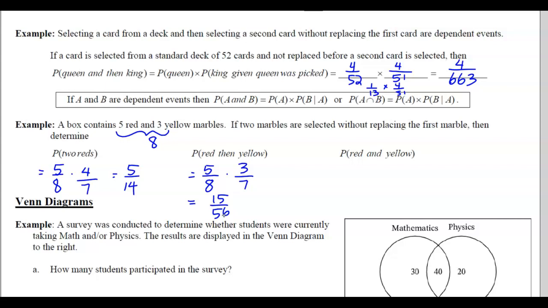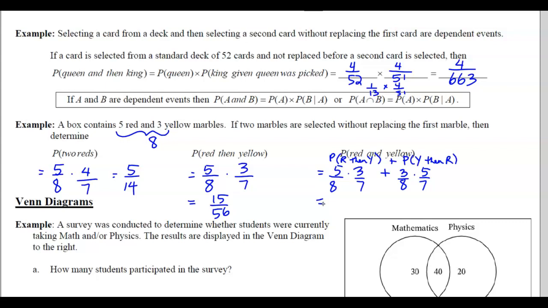Red and yellow can be red then yellow, or yellow then red. So in this case, we can do the red then yellow that we already did. Really this is the probability of red then yellow, plus the probability of yellow then red. There are different ways to do this, but because of the order that we've done it already, we can do this. So the probability of yellow then red would be 3 eighths times 5 sevenths. Notice how they end up being the same.